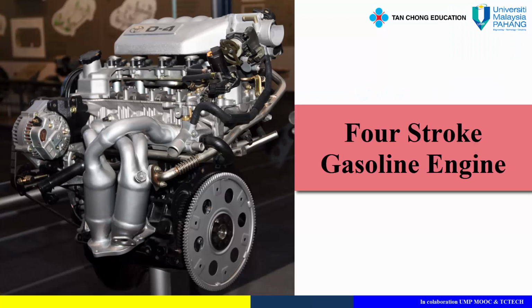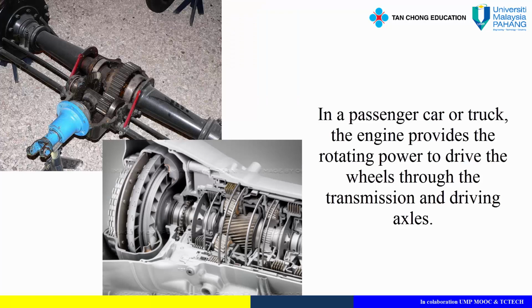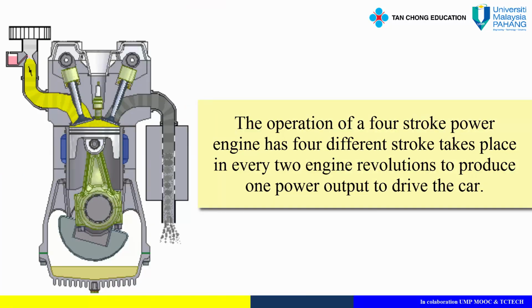4-stroke gasoline engine. In a passenger car or truck, the engine provides the rotating power to drive the wheels through the transmission and driving axles. The operation of a 4-stroke engine has 4 different strokes, which take place in every 2 engine revolutions to produce 1 power output to drive the car.